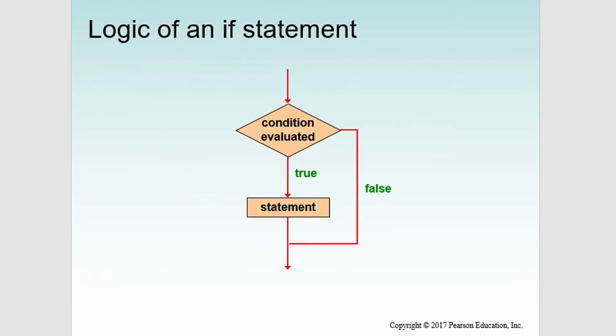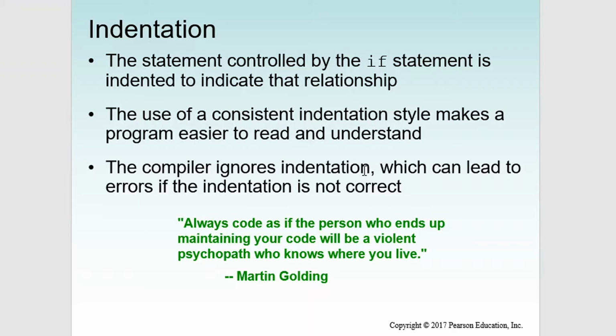Here's a flow chart. So here, your flow of control is coming in. It sees a condition it needs to evaluate. If that condition is true, it executes the statement. If it's false, it's going to bypass the statement. Indentation. The statement controlled by the if statement is indented to indicate relationship. The use of a consistent indentation style makes a program easy to read and understand. The compiler ignores indentation, which can lead to errors if the indentation is not correct. And here's a quote by Martin Golding. Always code as if the person who ends up maintaining your code will be a violent psychopath who knows where you live.